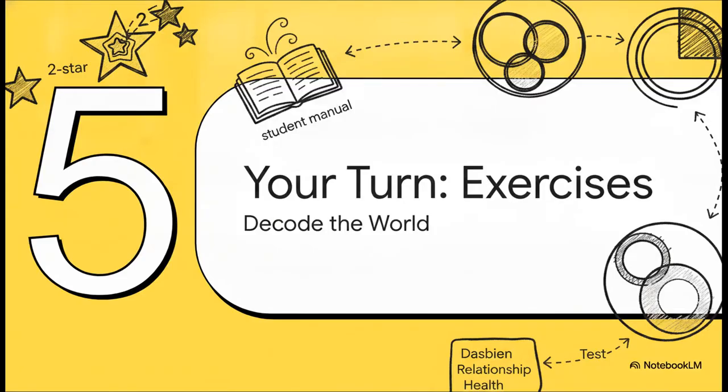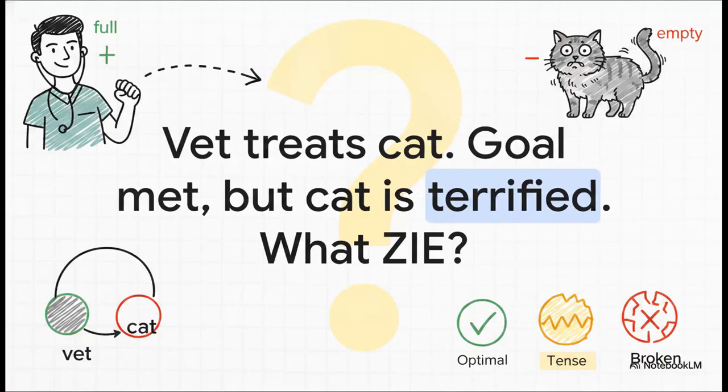All right, it is your turn. Let's hit Section 5, Quick Exercises, to see if you can decode these cases. Here is your 1-star case study. Imagine a veterinarian treating a cat. The vet's medical goal is completely achieved. They fixed the physical issue. But the cat is terrified and highly stressed by the handling.